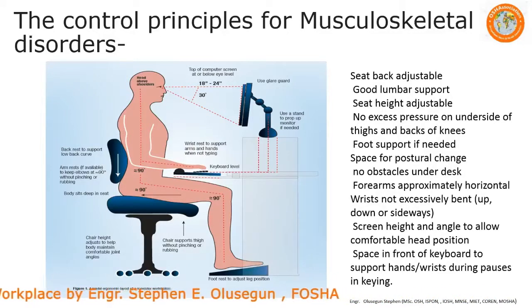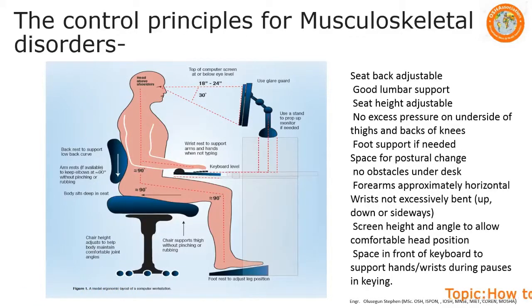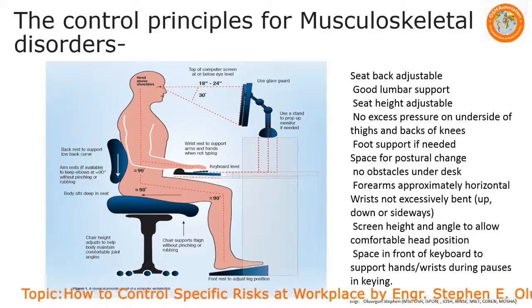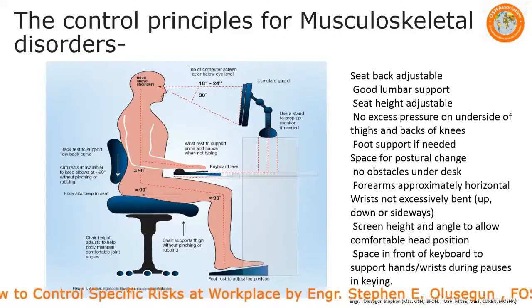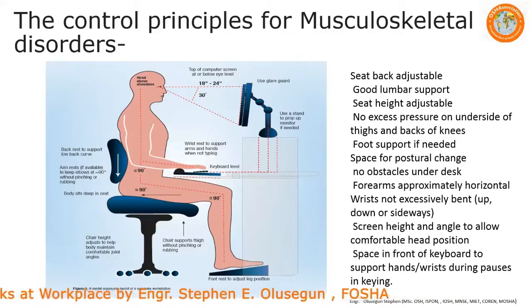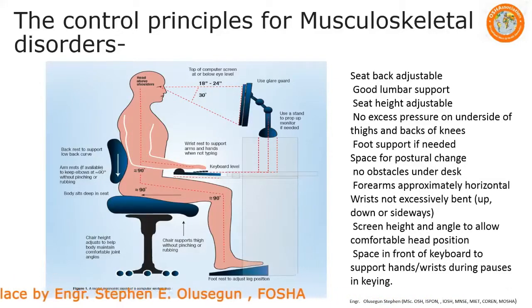Seat back adjustment, good lumbar support, seat height adjustable, no excess pressure on undersides of thighs and backs of knees, foot support if needed, space for posture change, no obstacles on the desk. Forearm approximately horizontal, wrist not excessively bent up or down, screen height and angle comfortable for head and neck position. Space in front of keyboard to support hands and wrists.